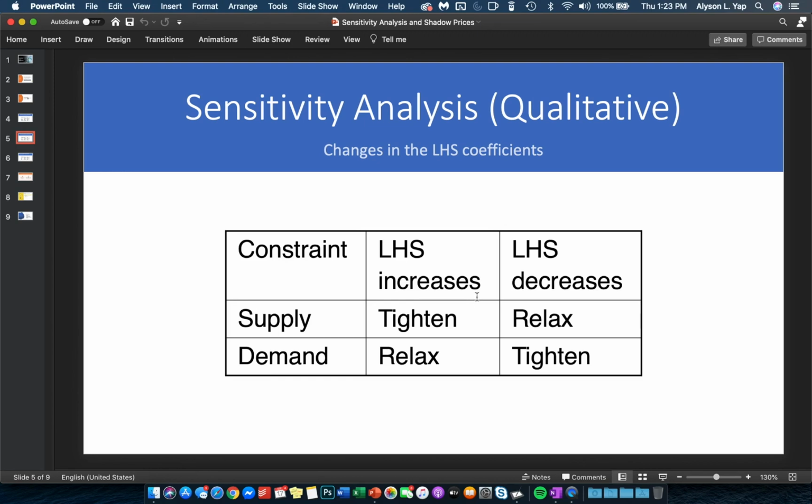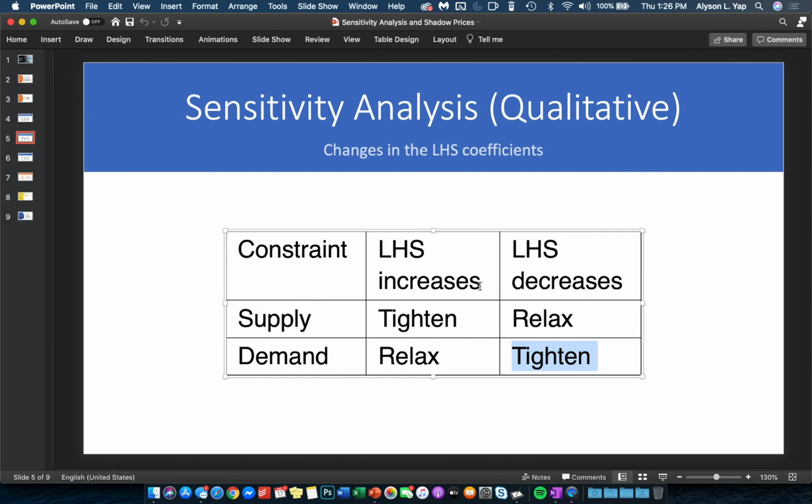On the other hand, if the left-hand side decreases, then your activity consumption decreases. Therefore, it is a tightening. Sorry, relaxing change. Conversely, if your constraint is a demand constraint, therefore your left-hand side coefficients are activity contributions, then if these contributions increase, then you are relaxing your model. If your contributions decrease, then you are tightening your model.